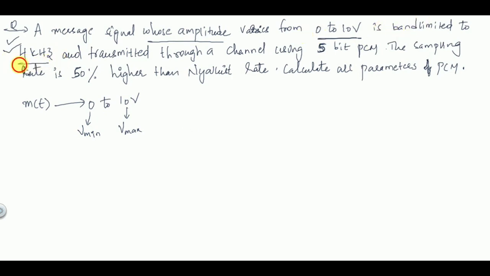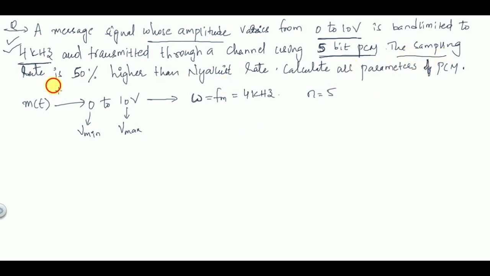Next, it is band limited to 4 kilohertz. That is, this message signal is band limited, that is the maximum frequency W, or we can call it fm, anything. So it is equal to 4 kilohertz. That is the maximum frequency of the message, and it is transmitted through a channel using 5-bit PCM. 5-bit PCM means n is equal to 5.